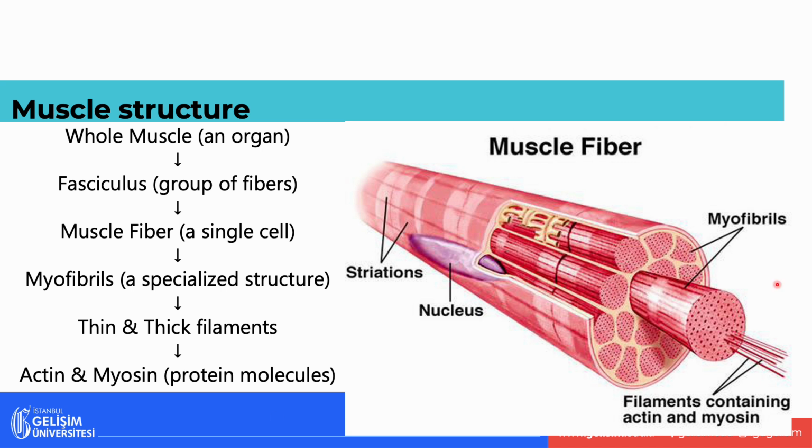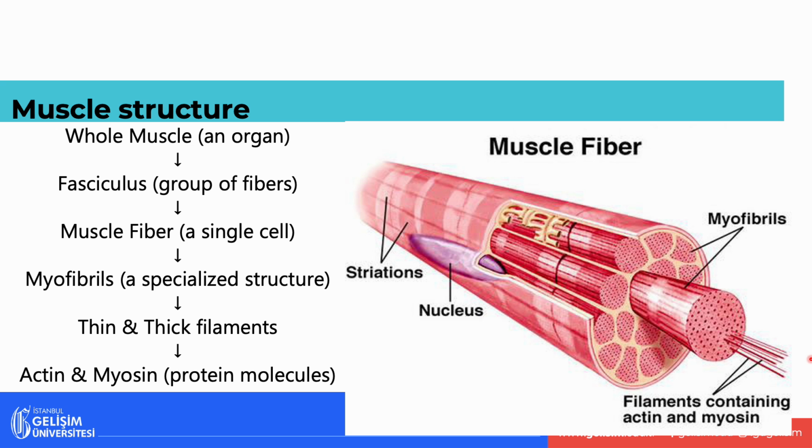Okay, so the structure of skeletal muscle can be described as a hierarchy of increasingly smaller units. At the highest level is the whole muscle. And the whole muscle is an organ that's made up of multiple tissue types that include muscle fibers, connective tissue, and blood vessels. The muscle fibers are grouped together into fasciculi. Fasciculi are bundles of fibers that are surrounded by connective tissue.